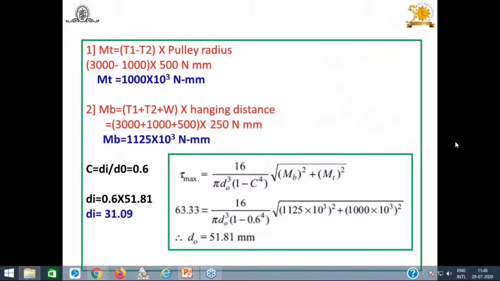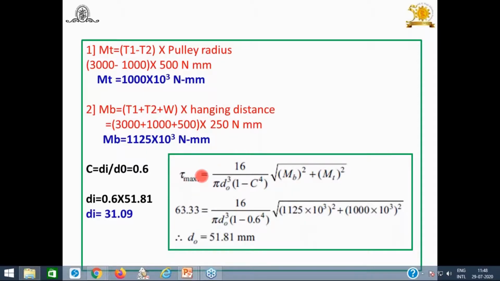Look at this here. So you will get tau max is equal to 16 upon pi d_o cube into (1 minus c raised to 4) under root of MB squared plus MT squared. MB is already calculated here, 1125 into 10 raised to 3, and MT from torque is 1000 into 10 raised to 3. You can substitute these values here. Now here I have not used KB and KT because it is not mentioned to use the ASME code of shaft design. If it is mentioned and you would like to use it, you can multiply by your KB and KT. Try to understand. But in this problem, it is not mentioned. That's why I am not going to use it.